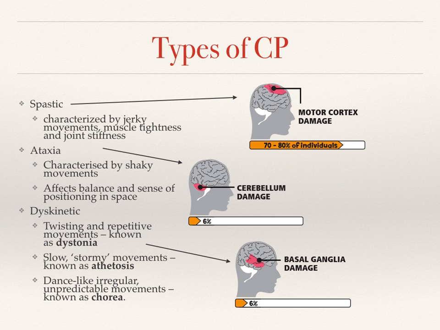Dyskinetic cerebral palsy is from damage to the basal ganglia, which is responsible for regulating voluntary movements. So you'll see twisting and repetitive movements known as dystonia, slow stormy movements known as athetosis, and dance-like irregular unpredictable movements known as chorea. Here you'll see many involuntary movements.